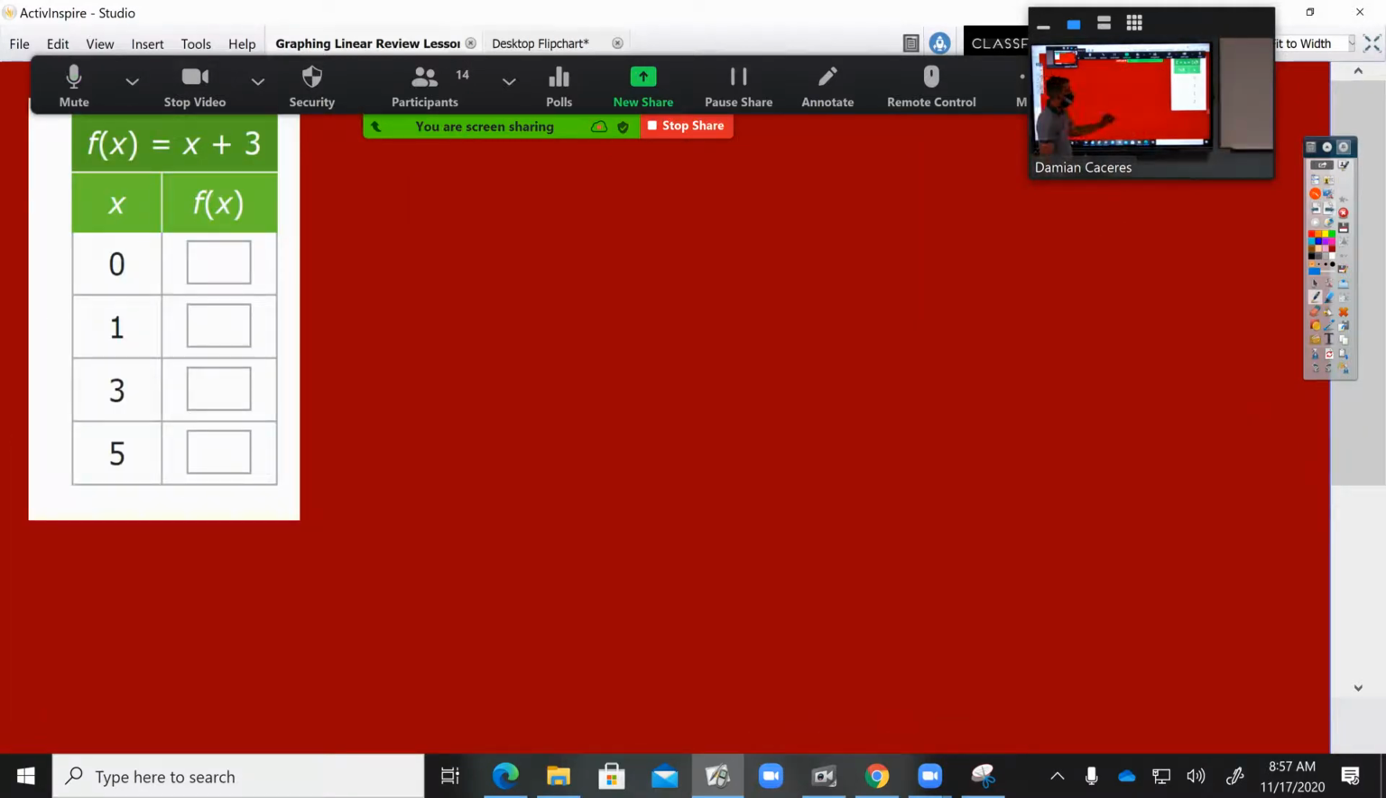Now this here is how S14 is. Now for S14, they give you the x values. They're right here. So all you have to do is plug those values in for x in the equation. So f of x means y. So this is the same as saying y equals x plus 3. Just replace x with these numbers.